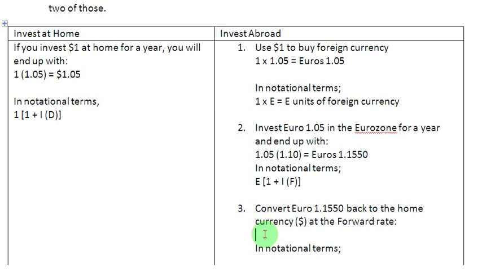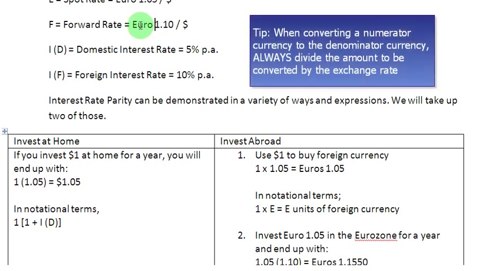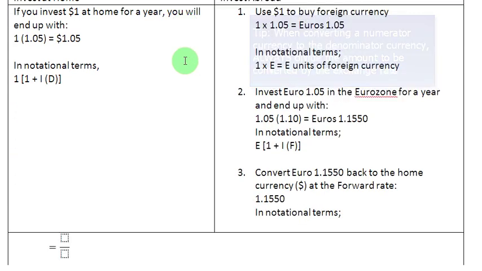Now what are you converting? You are converting 1.1550 euros, and you need to convert them to dollars at the forward rate, which is equal to this. Now in this case, you are converting a currency which occurs in the numerator to a currency which occurs in the denominator. So the rule is going to be divide. So we are going to divide this 1.1550 by the forward rate, which is equal to 1.10, and that is going to give you $1.05.